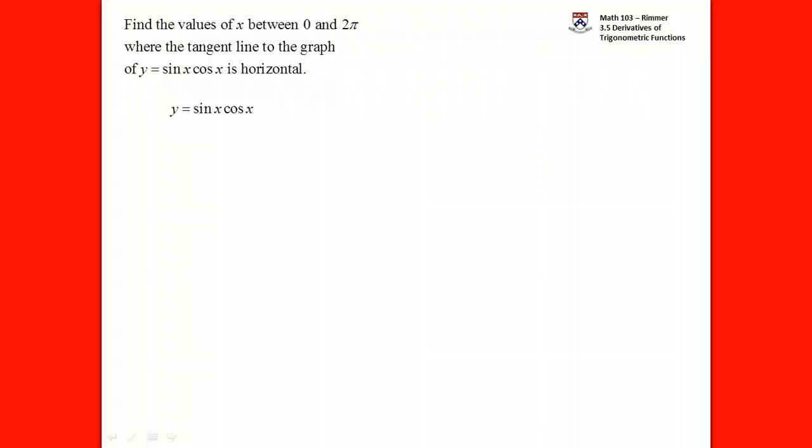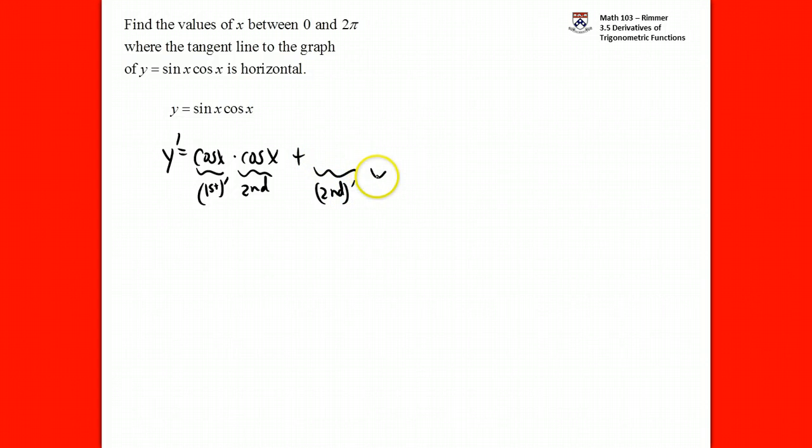Okay, sine x times cosine x, product rule. You ready? Derivative of the first times the second. So cosine x times the cosine x. This guy would be the derivative of the first and then times the second. Put a plus sign. Take the derivative of the second and multiply it by the first. The derivative of the second is negative sine x. So this time, if you don't get a 1, you get cosine squared minus sine squared. That's your derivative.